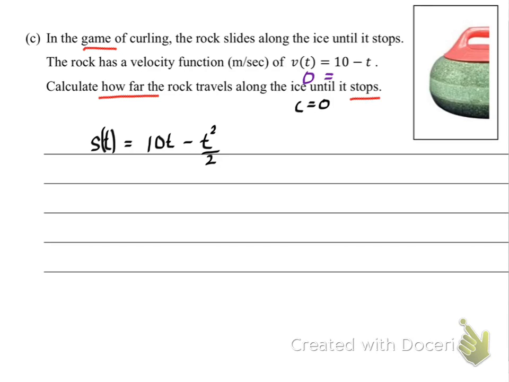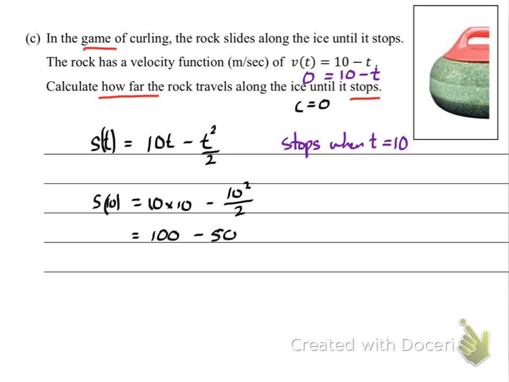Now we want to find out when it stops. It stops when there's no velocity. When it's not going anywhere, velocity is 0. That's at 10 seconds. So put 10 into the equation and you have 50 meters for merit.